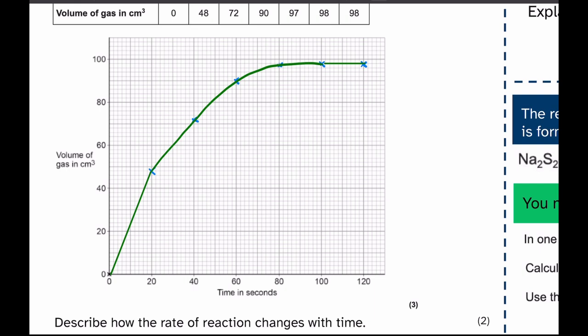So if I do this one in red, we need to make sure that our flat line is the same, all right? But we're going to extend it because we're going to get to it earlier. And then all we need to do is make sure that this is faster. So something like that would be absolutely fine. All right, faster rate of reaction because we've got steeper, but we are getting to the same volume of gas produced. So the reaction finishes.